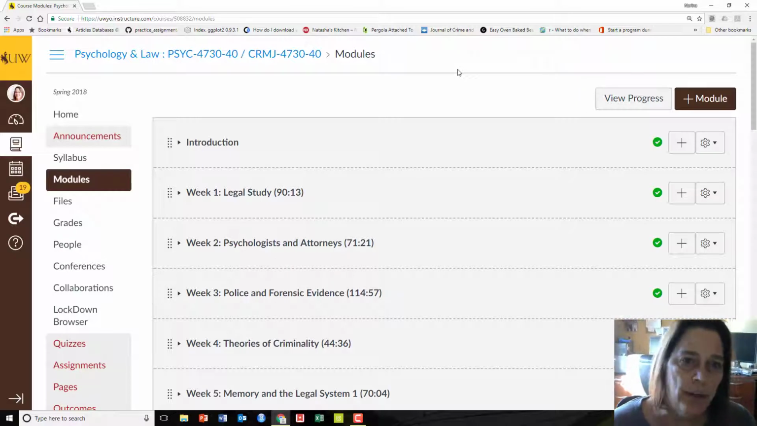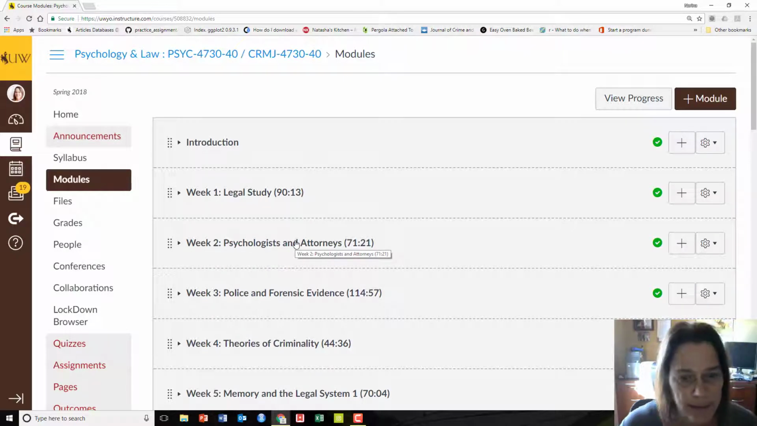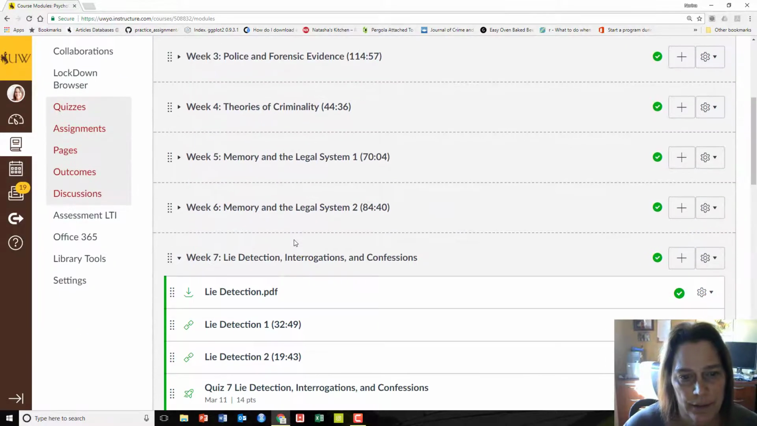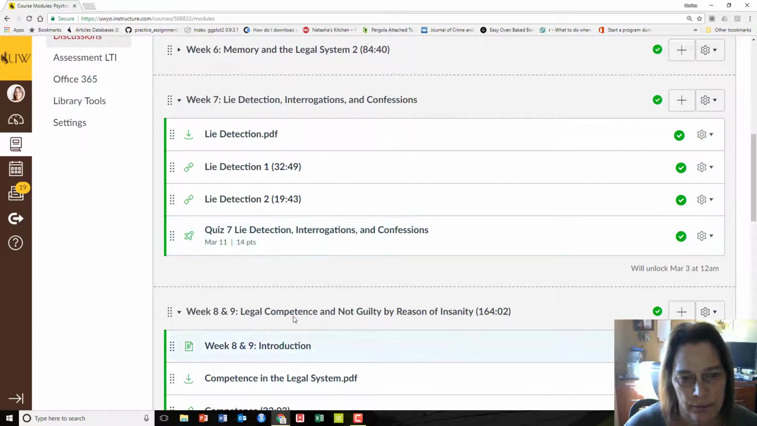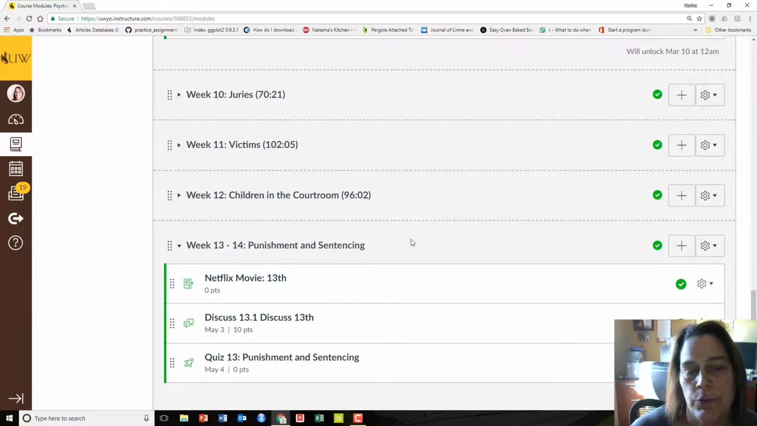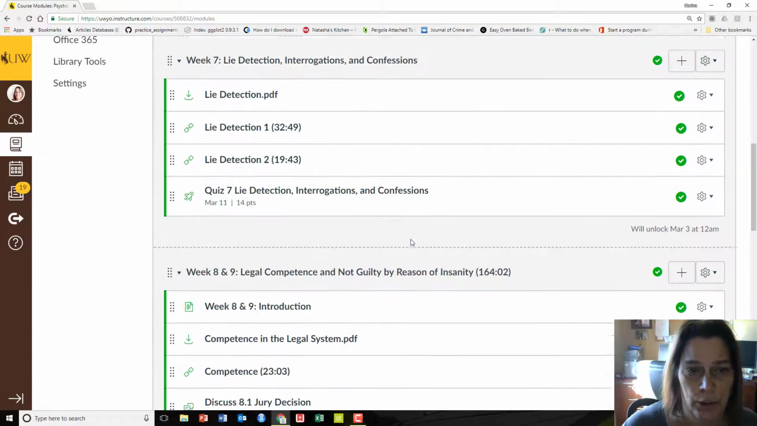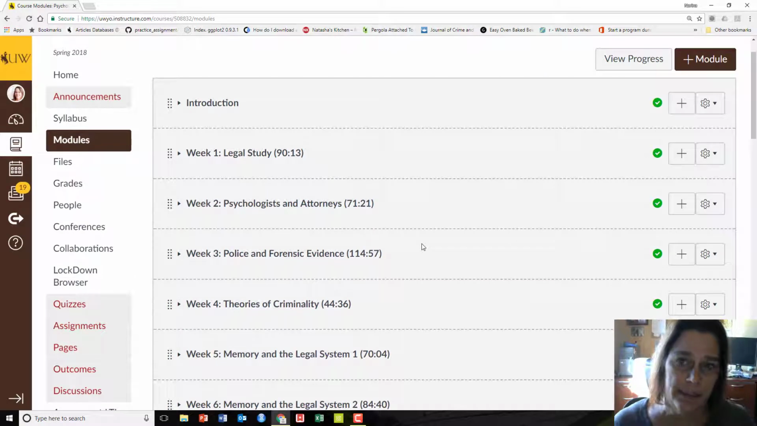So follow the modules. As you can see, each week 1, week 2, week 3, etc., are clearly defined. There are a couple of times, week 8 and 9, it's a 2-week section. And at the end, week 13 and 14 is also a 2-week section. So I just want you to go ahead and go to the modules. They'll be released weekly, right before the week starts, and see what you have to do.